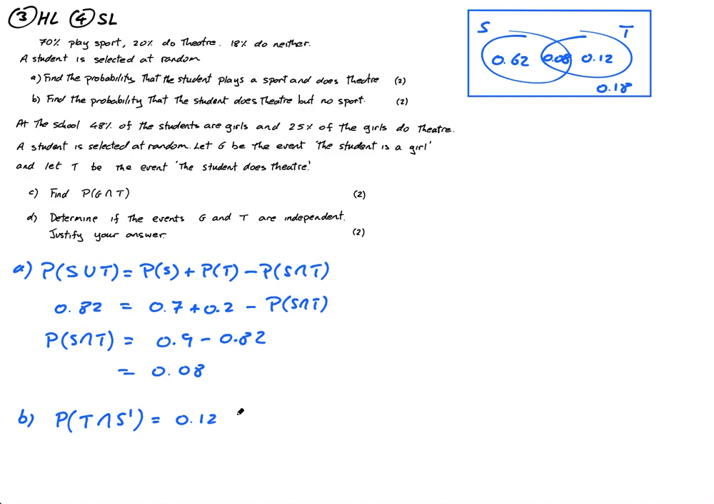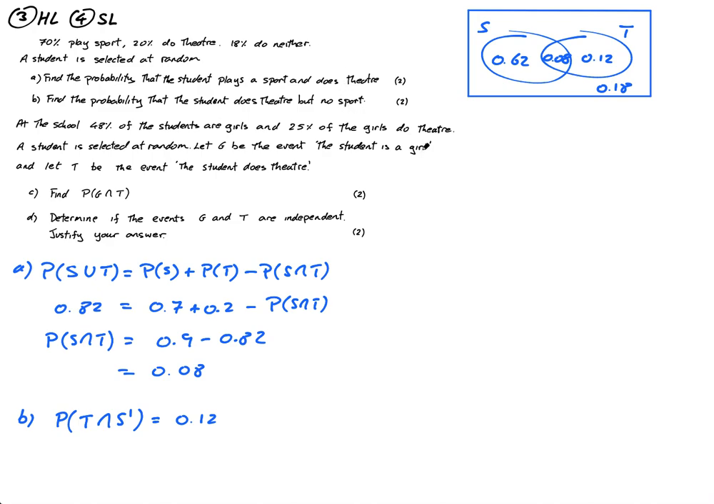Okay, those two hopefully fairly straightforward. Second bit gets a little bit tricky. It says, at the school, 48% of students are girls and 25% of the students do theatre. A student is selected at random. Let G be the event that the student is a girl and let T be the event that the student does theatre. Find G intersection T, right?